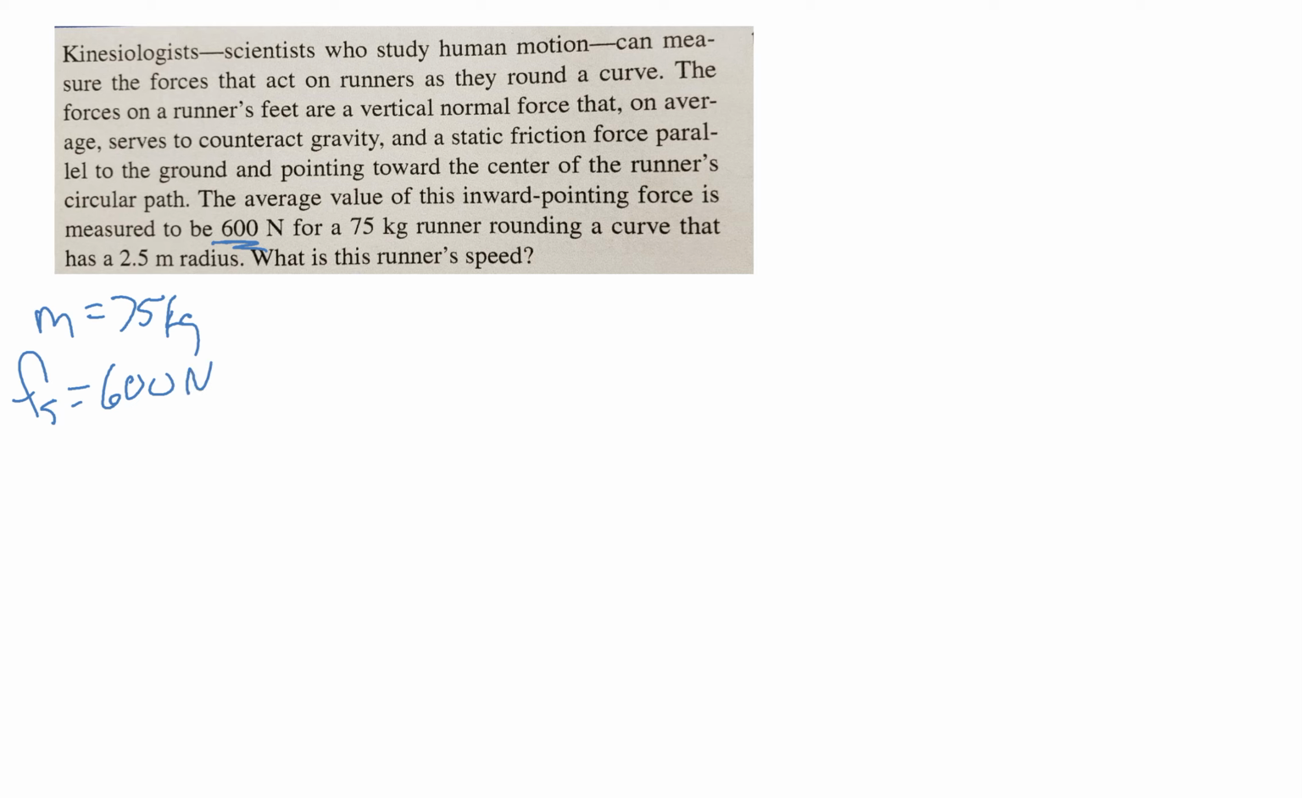And we're told that the track, or whatever it is, has a radius of 2.5 meters. Now, this is happening obviously on a horizontal curve. So we're going to draw the center of the circle over here. The runner is over here running. So here is the x-axis and here is the y-axis. And then we're going to have a weight down, a normal force up, and then a static friction force that's allowing us to make our way around the curve, F sub s.